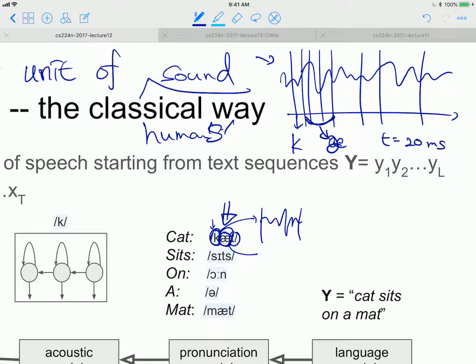And then usually we use a traditional machine learning model that maps each time segment of our waveform into one of these phonemes, done by an HMM, or hidden Markov model, right?